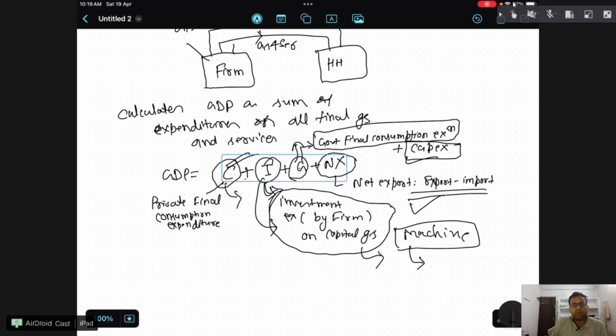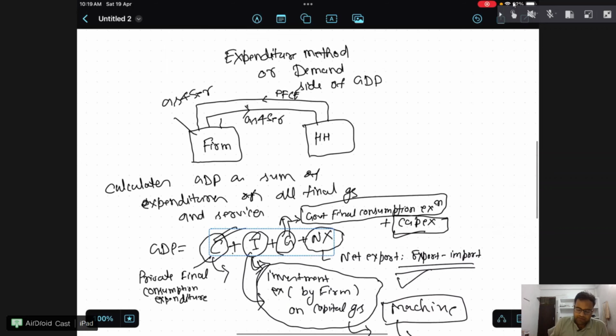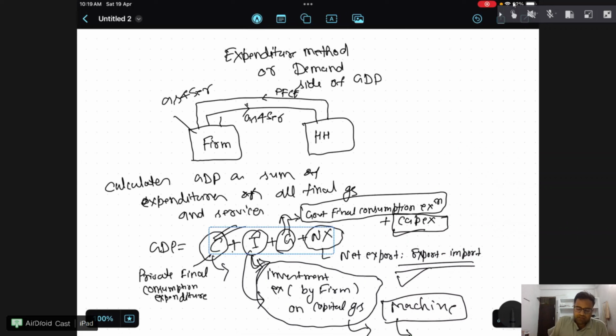And the last one is exports minus imports of goods. We add all those terms and we get to know the GDP of any particular country. So this is the expenditure method to calculate the GDP of any country. You can say it calculates the income of the country. So thank you for watching.